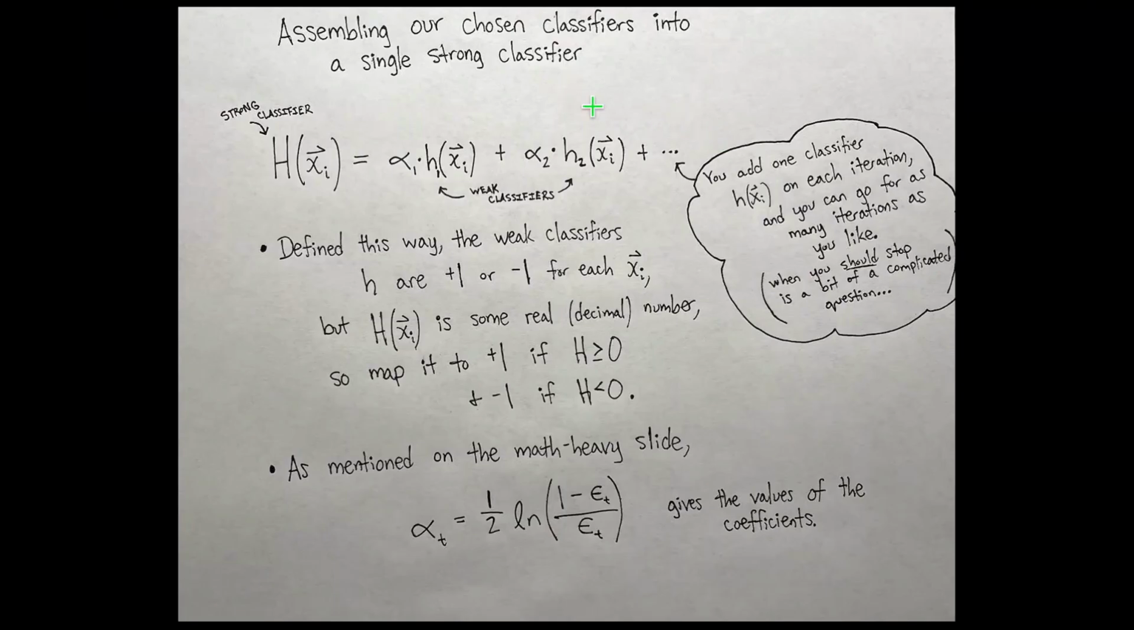So we've discussed a lot about how to choose the weak classifiers to add into our combination classifier, but we actually haven't discussed how to combine them. And this is it. It's just a linear combination of the weak classifiers that we choose at each round. So this is the weak classifier that we chose on round 1. This is the weak classifier that we chose on round 2, and etc. And you can go for as many iterations as you want.